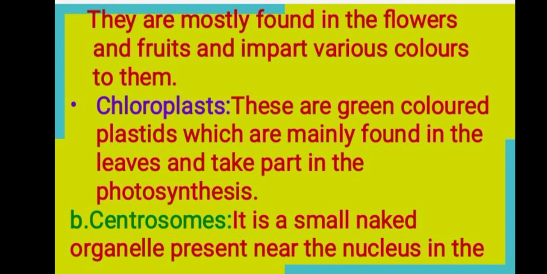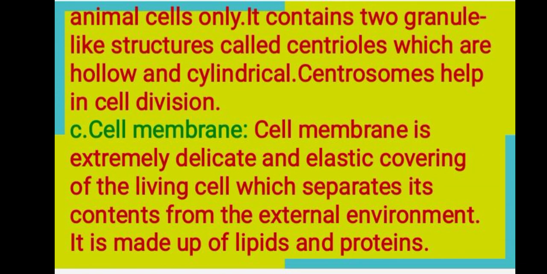Another topic is centrosomes. It is a small naked organelle present near the nucleus in the animal cells only. It contains two granule-like structures called centrioles, which are hollow and cylindrical. Centrosomes help in cell division.